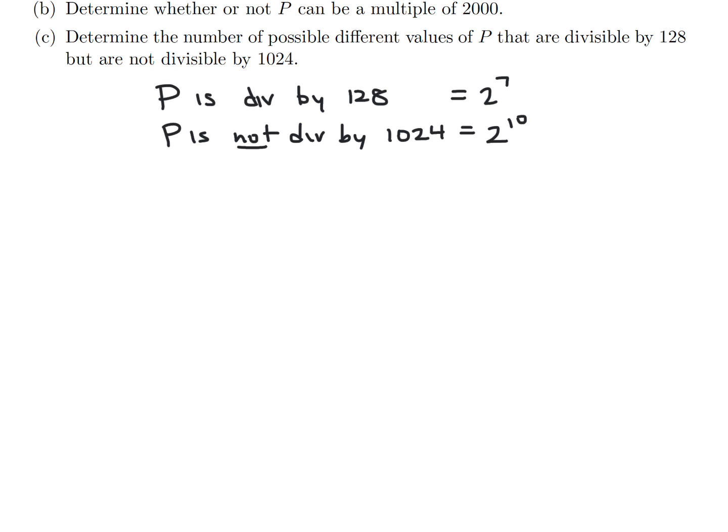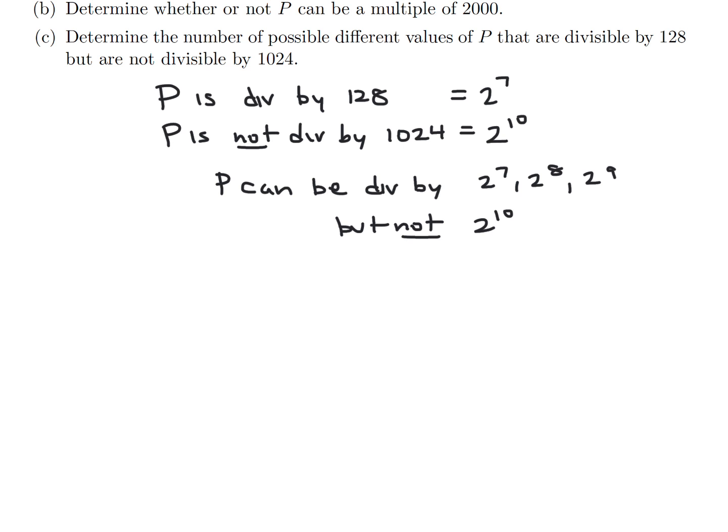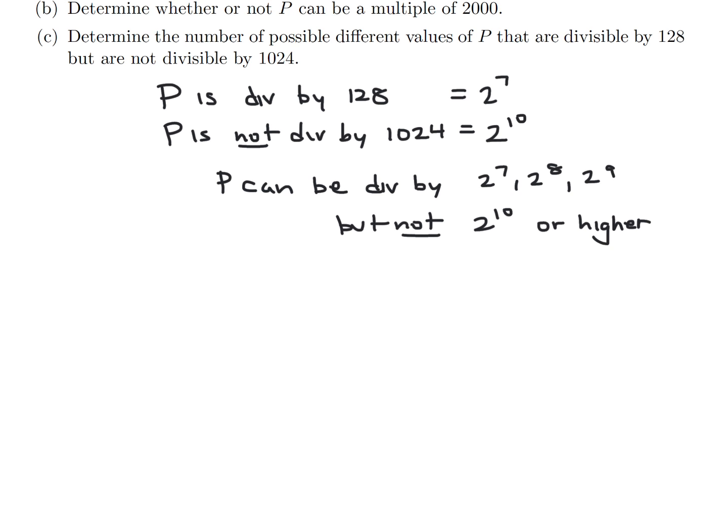So that means that P can be divisible by 2 to the power of 7, 2 to the power of 8, 2 to the power of 9, but not 2 to the power of 10 or higher. Okay, let's see what we get here.